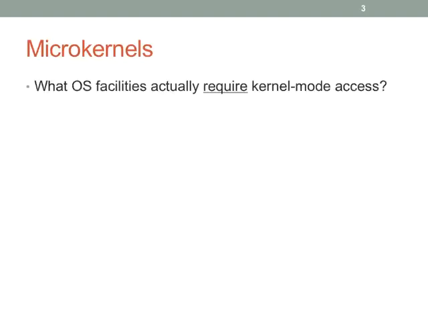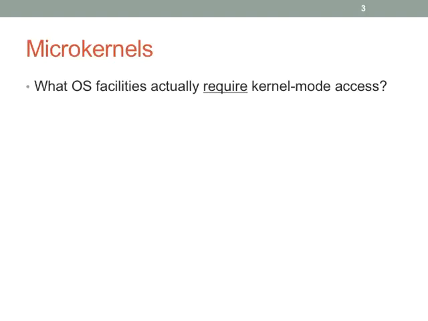So a lot of people looking at operating systems asked a really good question, which is, what facilities do we actually have to put into the kernel? Do we have to put everything that's in a monolithic kernel in the kernel? There's a lot of stuff that you could look at and say, well, actually, no, I don't really need to put that into the kernel. So what kind of facilities would need this?